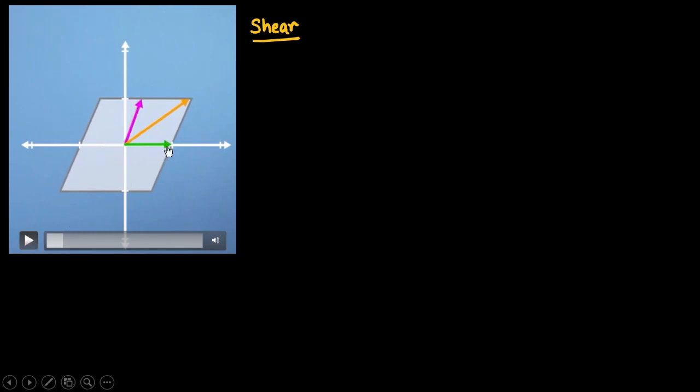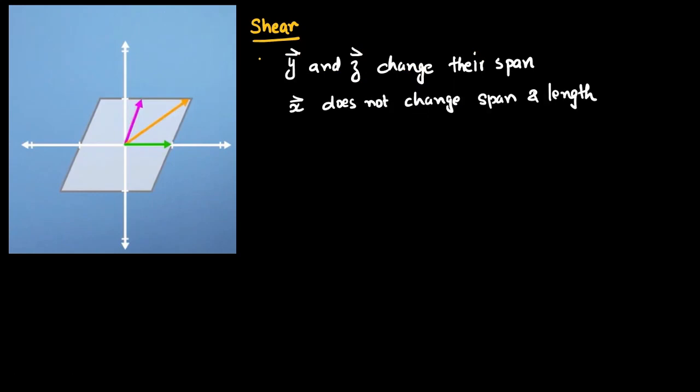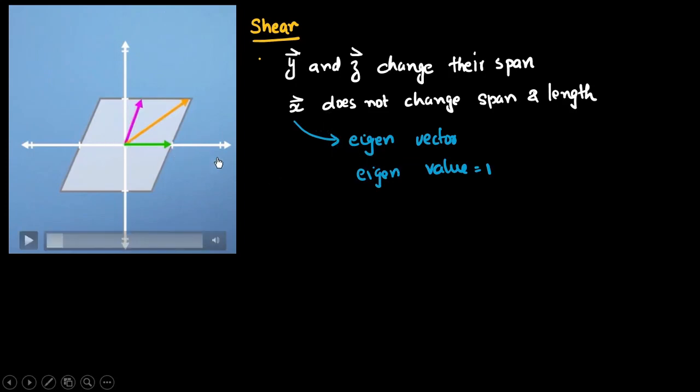The direction of x remains the same, so there is no change in the x vector, but the other two vectors have changed their direction. So we can say that this is the only vector that is not changing direction, so it is the only eigenvector in this shearing transformation. So y and z change their span, and x does not change the span or length. Since it is not changing direction, it is taken as the eigenvector, and there is no change in the length as well. So the eigenvalue is 1.